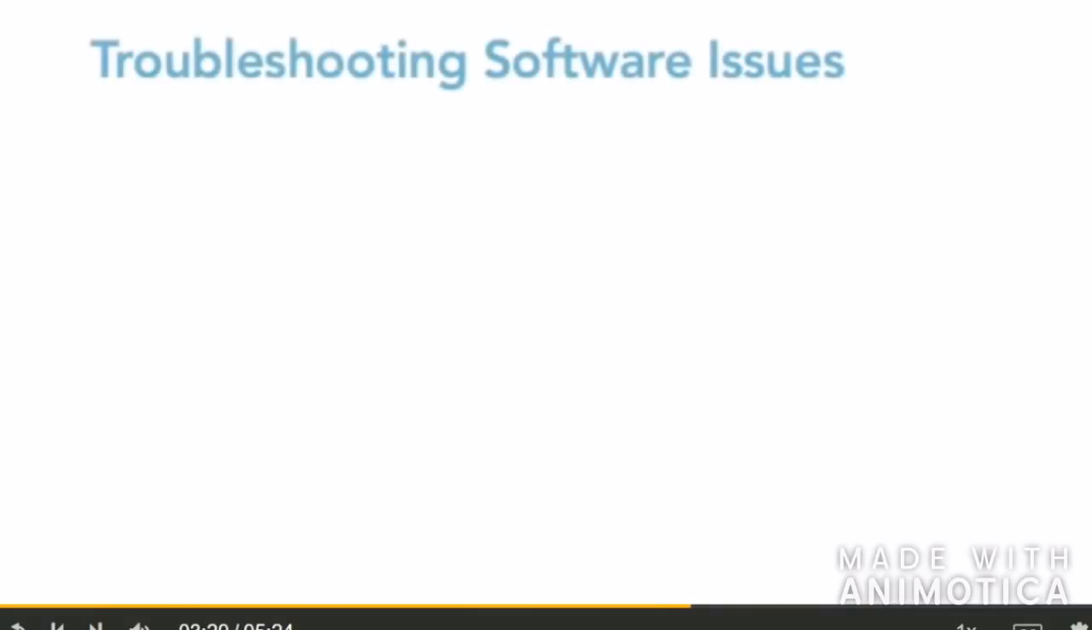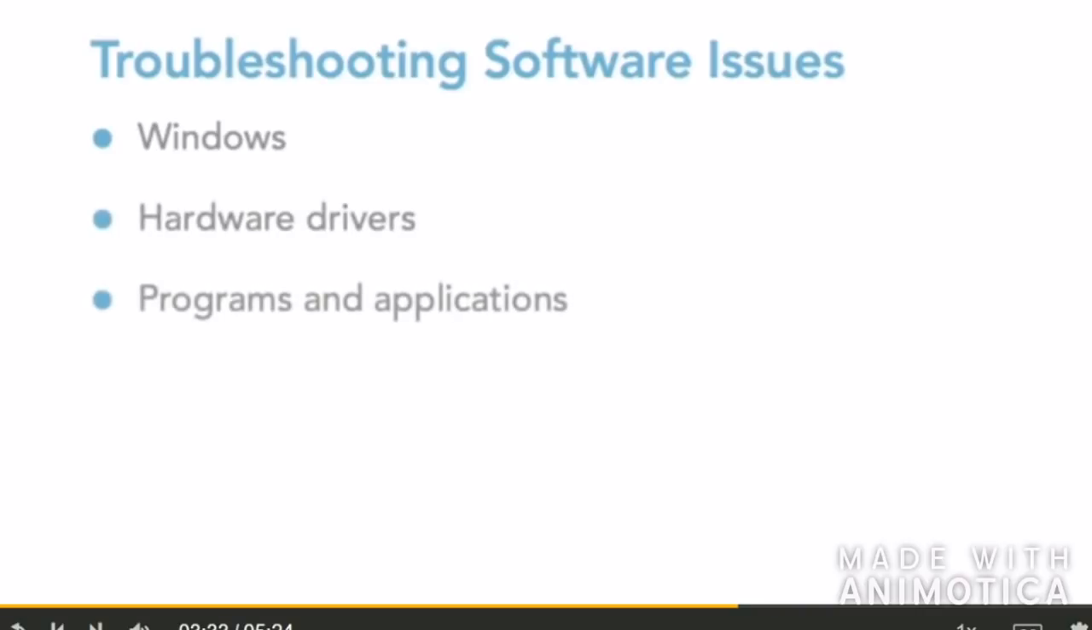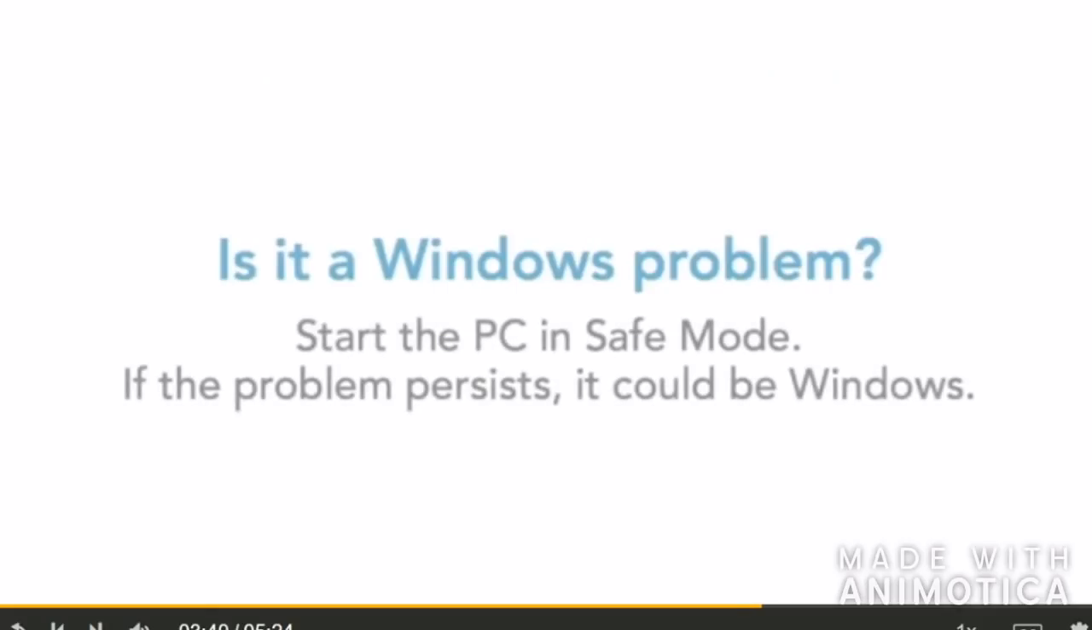Troubleshooting software involves discovering which problem is causing the issue. Generally speaking, software issues are consistent, but which program is causing the trouble? You start with the operating system, Windows, then hardware drivers, and finally, the programs that you run. You can tell whether or not Windows is to blame when you start the PC in safe mode. If the problem persists in safe mode, then it's an operating system issue. You take steps in safe mode to address the problem, which is covered in another movie.